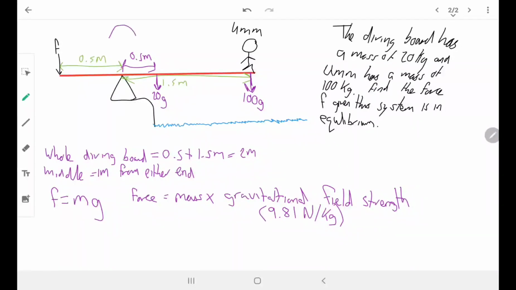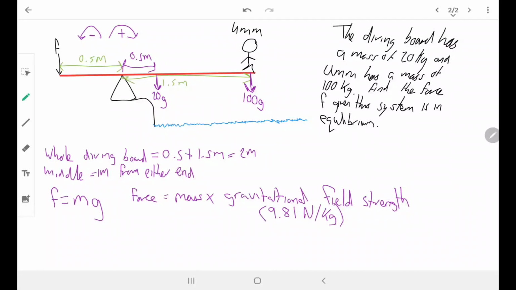So I'm just going to say this way round is positive. Anything trying to rotate this way will be positive. Anything trying to rotate this way will be negative. So you have that way round is negative. So this force, for example, is negative. Or you can view it as negative. Or you can say this distance is negative.